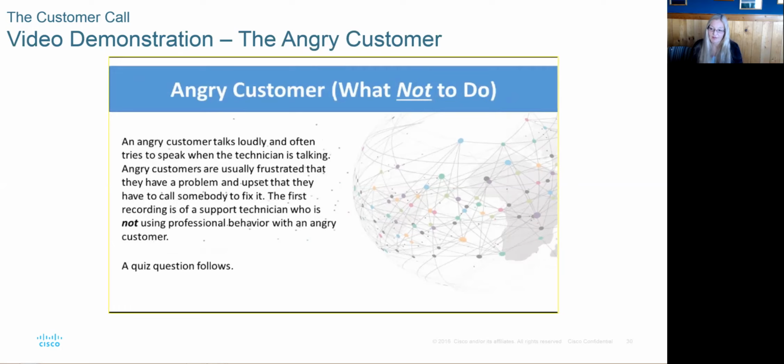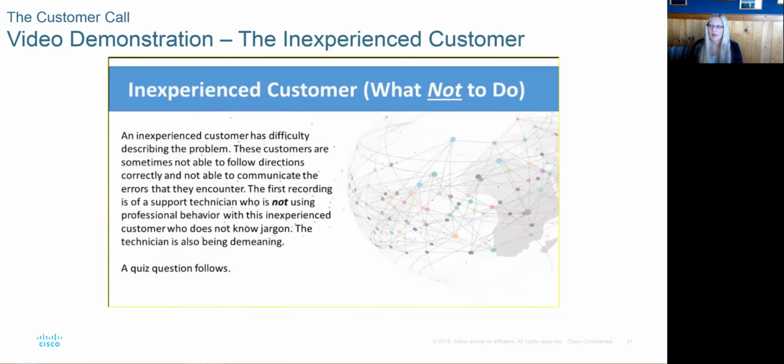And an angry customer. You're always going to get an angry customer. So how to manage that, and don't ever take any of this stuff personally.